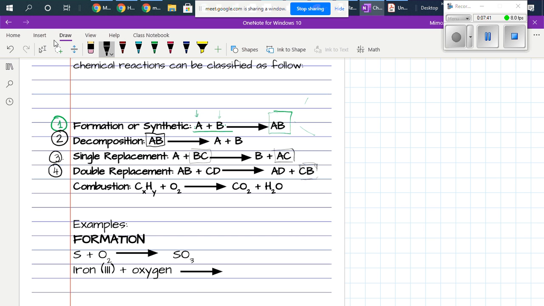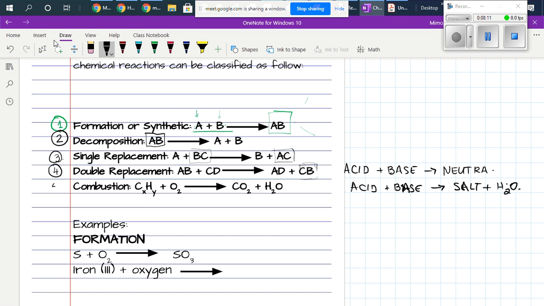Sometimes the acid and base reactions are called neutralization, because what is happening when an acid and a base are reacting together is that a salt and water are formed.